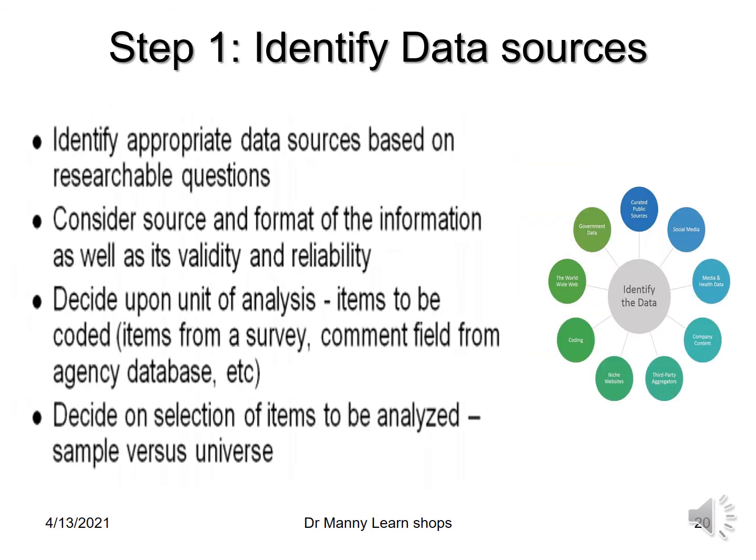Step 1 is to identify data sources. First of all, you identify the appropriate data sources based on what the research question is. You consider the source and format the information, as well as consider validity and reliability, which again is quantitative. You decide upon the unit of analysis, that is, the items to be coded, from where the source data came from. You decide on the selection of the items to be analysed, and then continue to step 2.